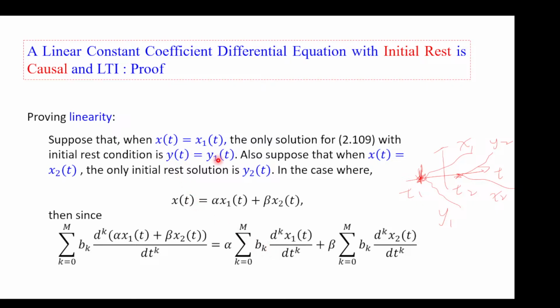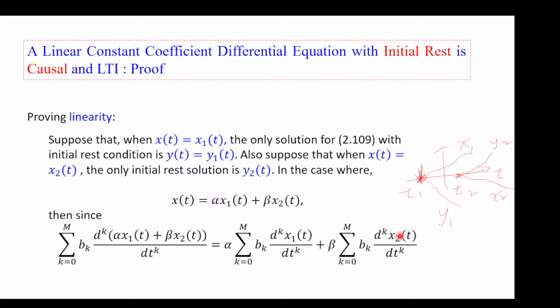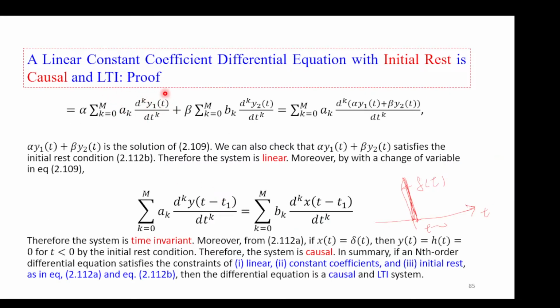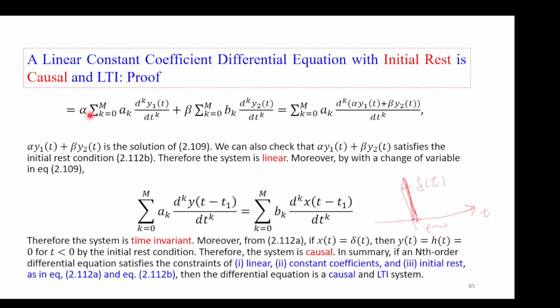Then, because y1 is a solution to this differential equation, the left hand side should be equal to the right hand side. Similarly, y2 is a solution, so this should become the summation y2 term. Then we combine it back with linearity, so we see that this is the summation of a_k d^k(alpha y1 plus beta y2)/dt^k.